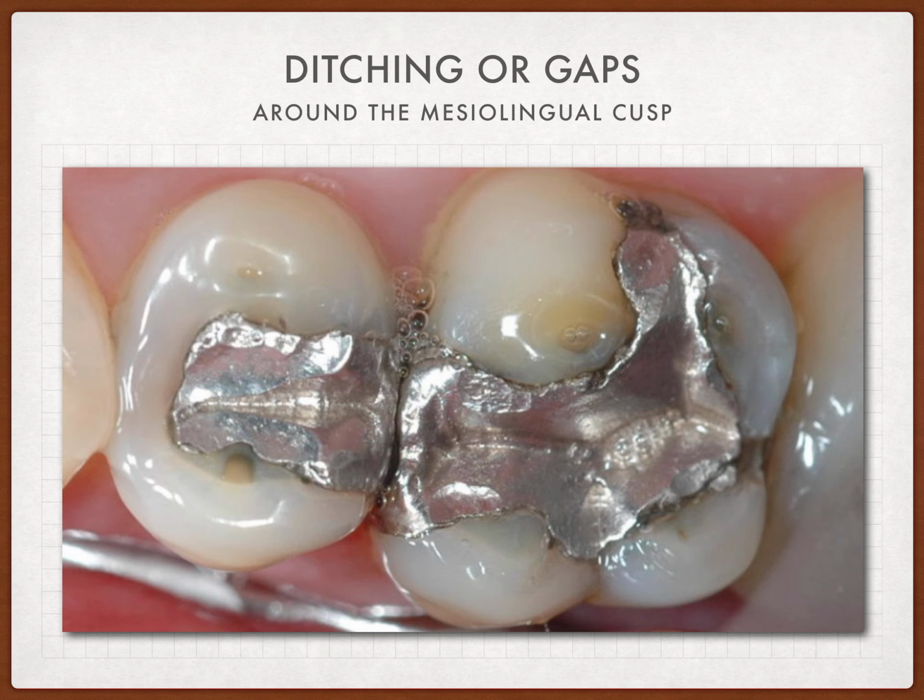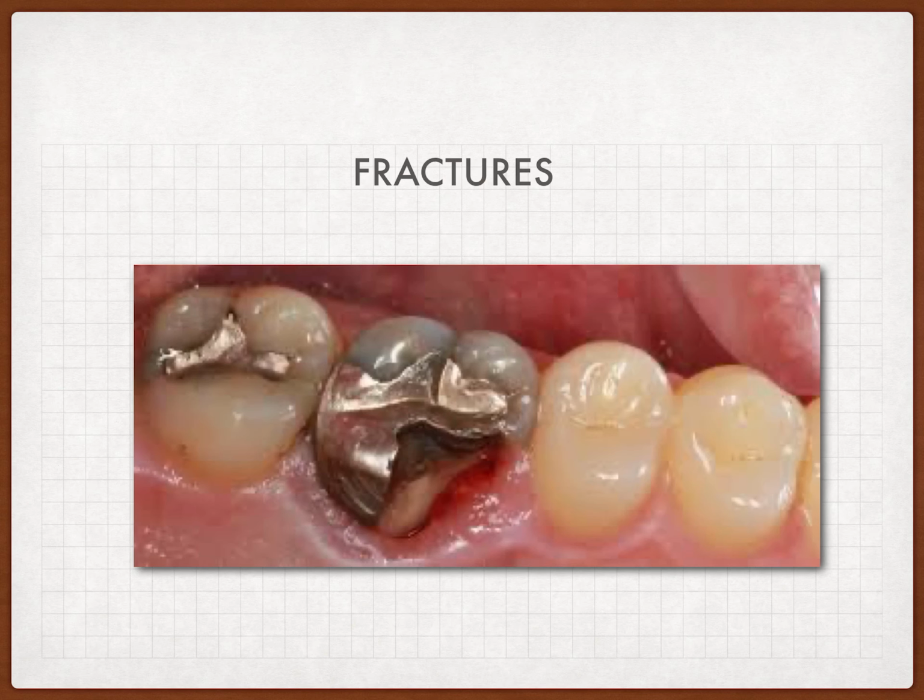The other thing is ditching or gaps. Ditching or gaps are two names for the same thing, which is the presence of space between the tooth and restoration. That is because maybe the restoration gets old, or because of chipping or fracture of the restoration, or because of erosion of the cement at the margin of the indirect restorations, or maybe because of the recurrent decay that happens.